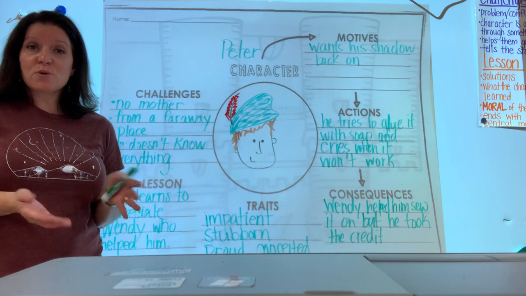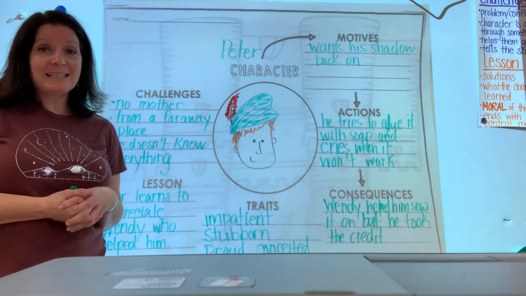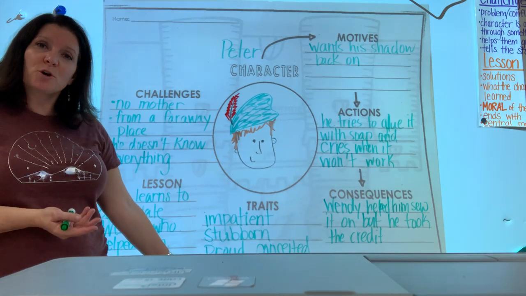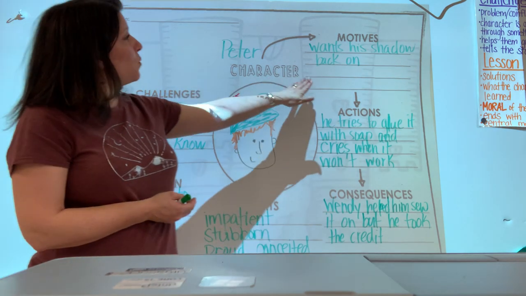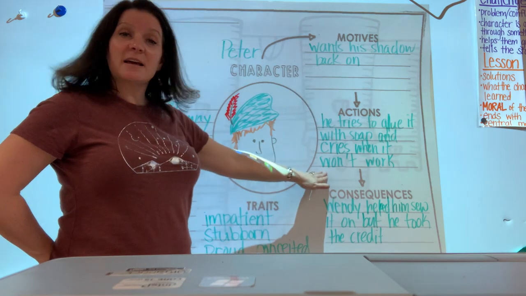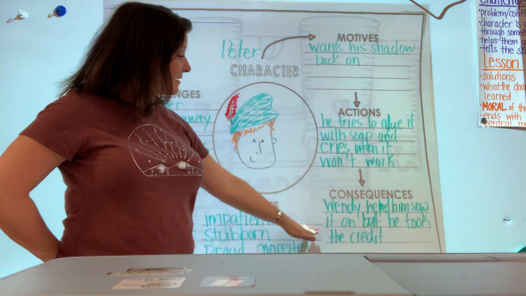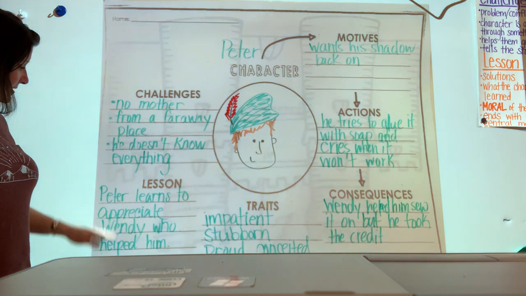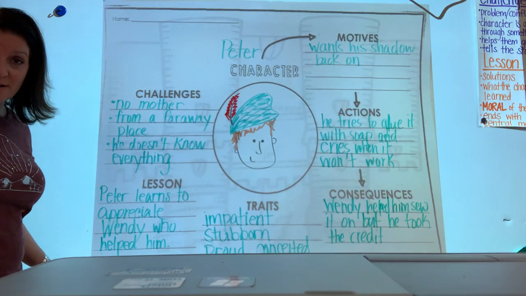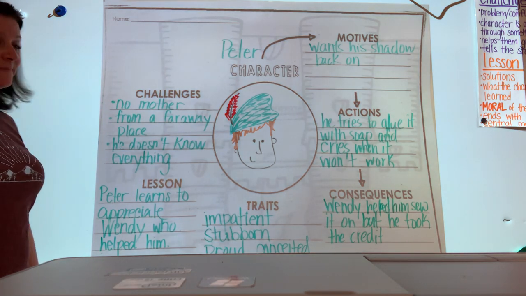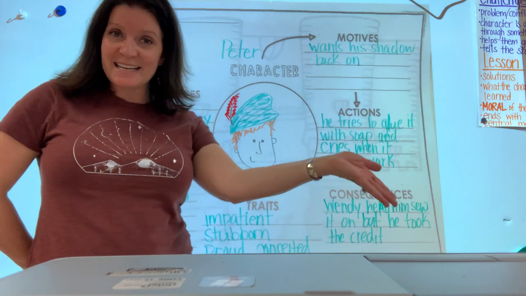So your work today is to try it yourself. Go back to the story, and think about what we know about Wendy. What traits would you use to describe Wendy? What kind of person is she? What motivates her in the story? What does she want to do? And so what actions does she take? What are the consequences or the results of her actions? What lesson does she learn about what she does in the book? And what are her challenges in the story? Give it a try. Analyze a character.